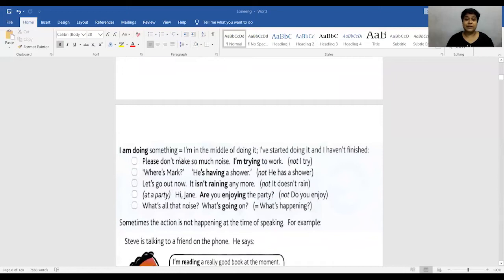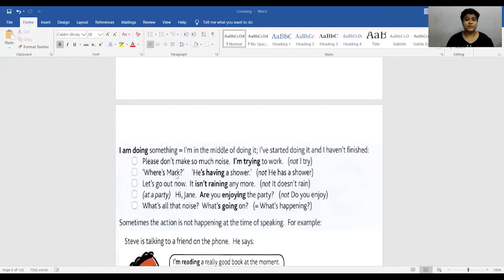I'm doing something is equal to I'm in the middle of doing something. I have started doing it and I haven't finished. That is what the sense means. The sentence I'm doing something, that's what it means. So please don't make so much noise. I am trying to work, not I try.